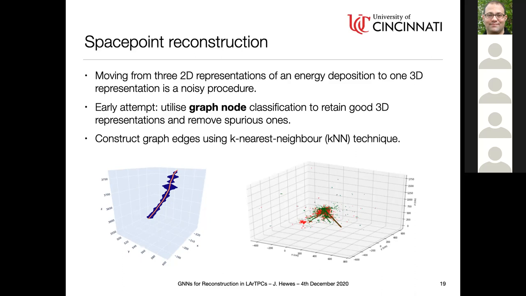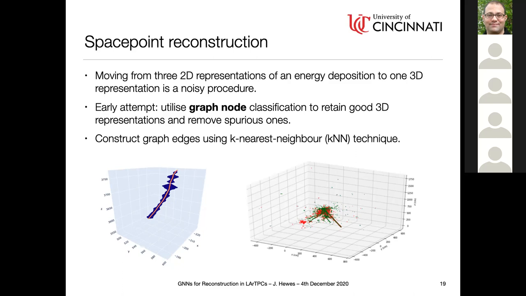The idea being that you could train a network to learn to only keep the space points that are highlighted in yellow and throw away the spurious ones in blue. The same goes in the lower right. This is a very complicated atmospheric interaction again, where we would highlight space points that well represented the event in terms of their proximity to the true particles in green, and everything else is in red.